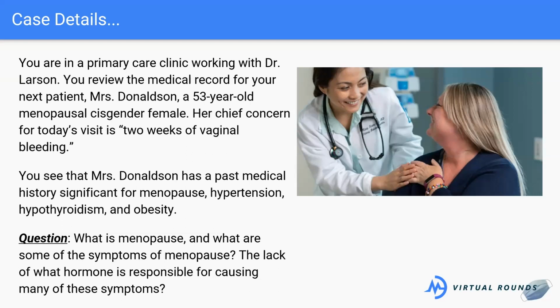Great. And then we've already talked about some symptoms of menopause like hot flashes and chills. Do you guys know what hormone, the lack of the hormone, or decreasing levels of the hormone, is responsible for causing the symptoms of menopause? Is it estrogen? Yeah, absolutely.